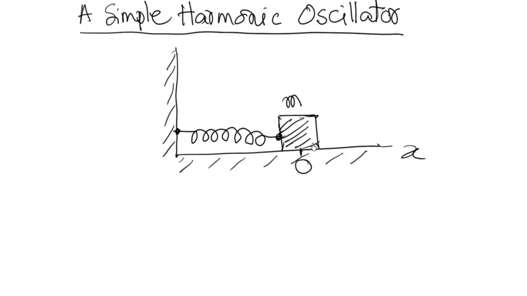If we pull the block up to a certain distance xm in the positive x direction, and after pulling it, we just release it, it will move along this direction, and there will be a repeated motion. It will come up to this minus xm, and then it will repeat. So this will be a periodic motion, and this kind of motion is a simple harmonic motion.